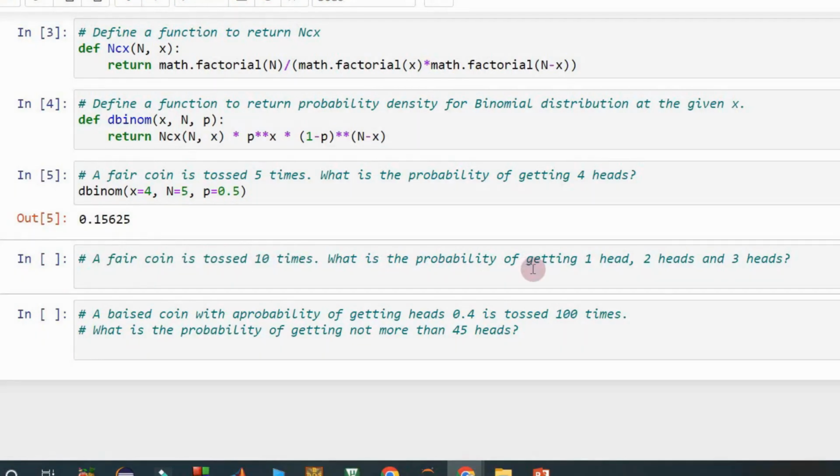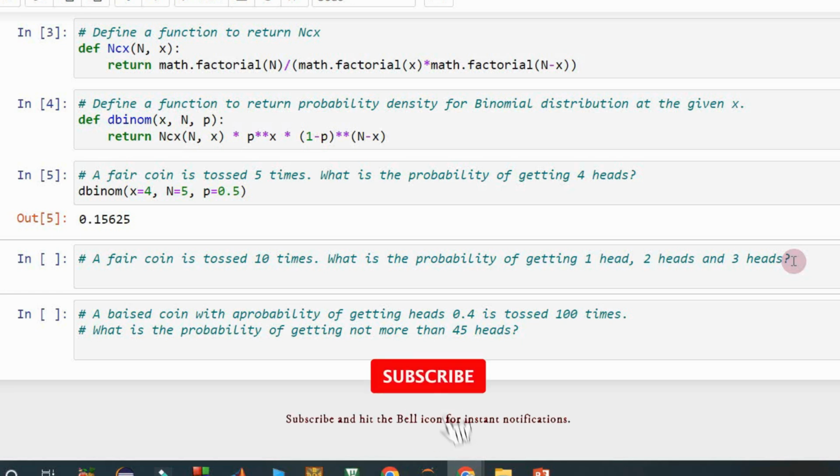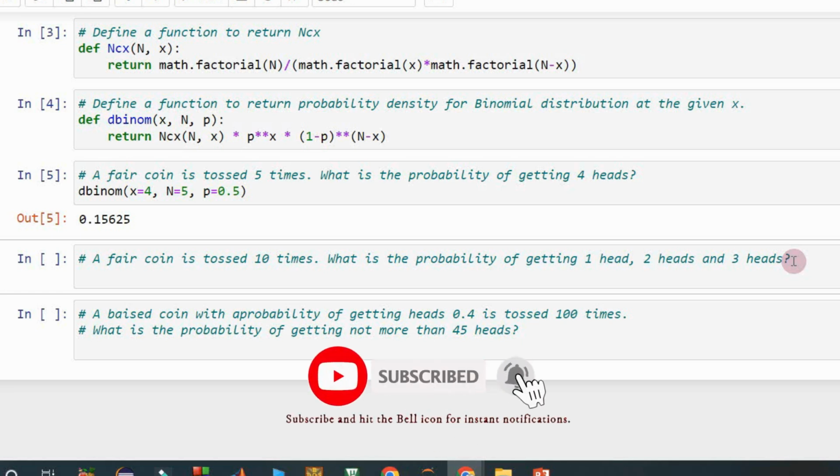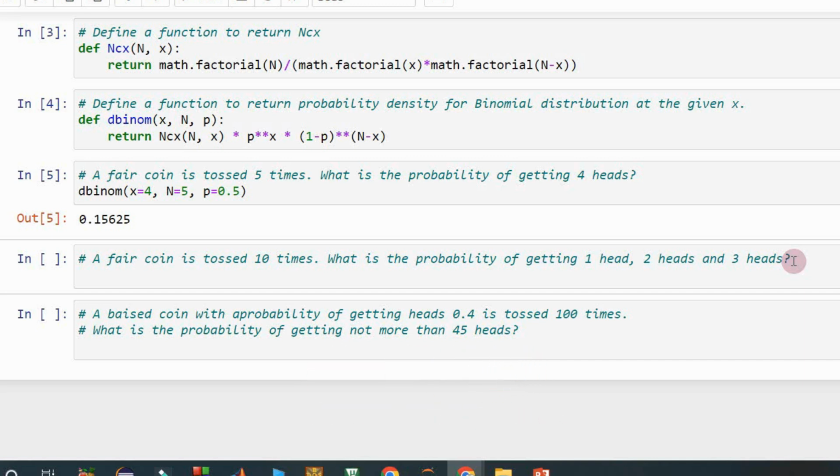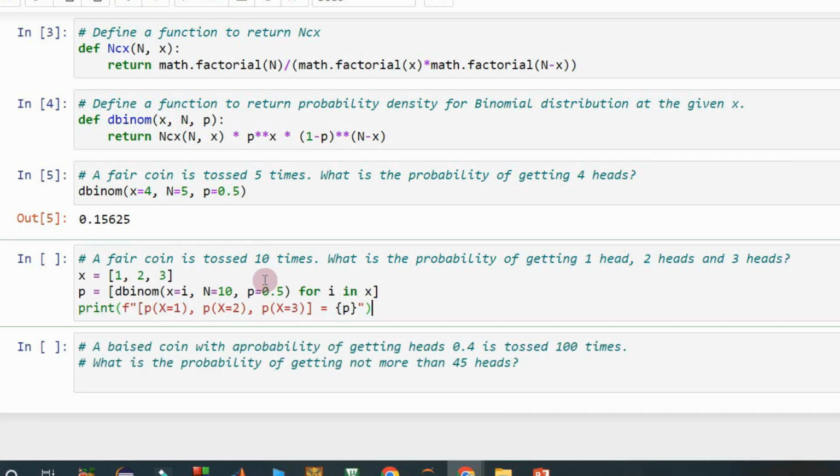Then what is the probability of getting 1 head, 2 heads and 3 heads? So here the number of trials is 10 because the fair coin is tossed 10 times. Since it is a fair coin, the probability p is equal to 0.5, no doubt in it. Then we need to find the probability for the binomial distribution at x equal to 1, x equal to 2, as well as x equal to 3, getting 1 head, 2 heads and 3 heads respectively. For that I am going to give you a code snippet here.